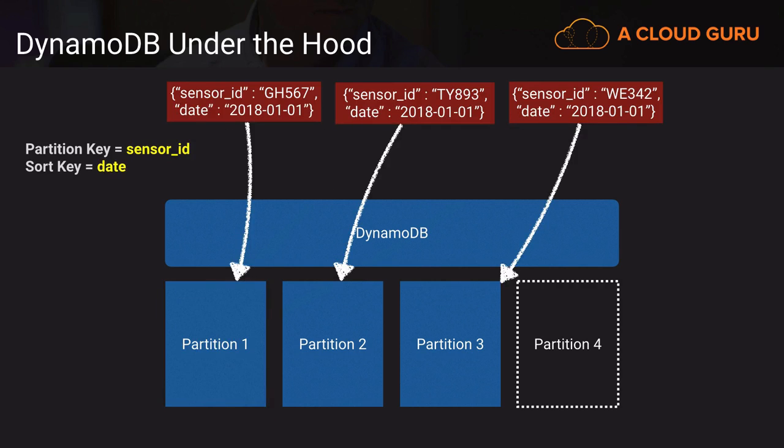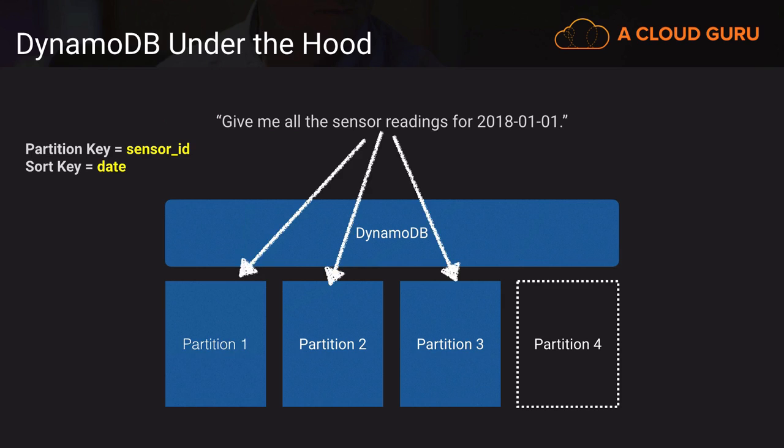Now, alternatively, what we could do is choose to make sensor ID as the partition key, and then use date as the sort key. Now, when those sensor IDs get hashed out, chances are they're going to be landing on different partitions. And so this makes better use of our write capacity. Additionally, it makes better use of our read capacity because we're going to be able to spread that read load across many partitions.